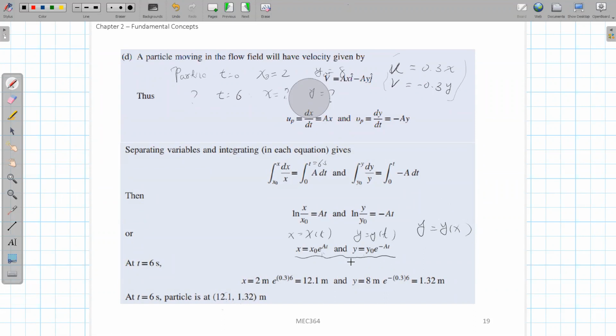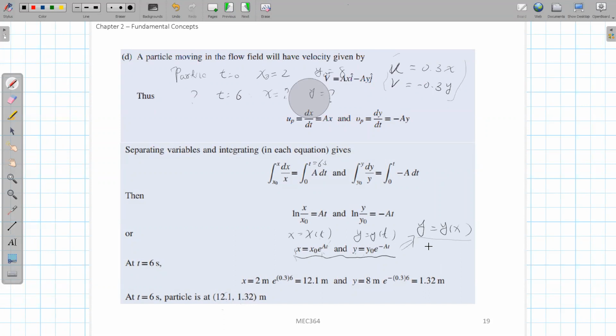So to do that is very simple, right? We have x as a function of t and y as a function of t. You just manipulate these two functions and try to remove the time term, to make it a function of x, to create a relationship between y and x, so you can get the path line.